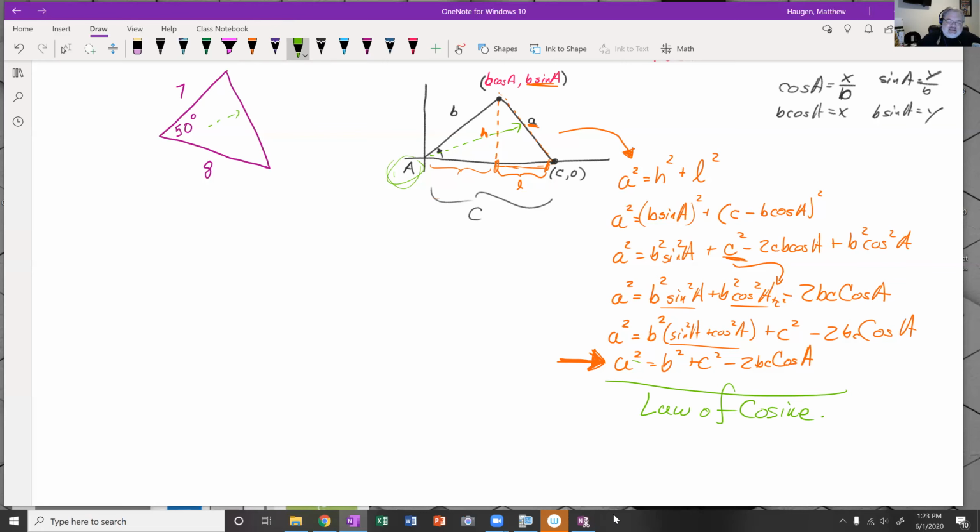But it is also often thought of as something slightly different. If we wanted this other side here, I'm just going to call it A, we know that we can't use Pythagorean theorem up here. We can't say that A squared is equal to 7 squared plus 8 squared. Pythagorean theorem doesn't hold because it's not a right triangle.